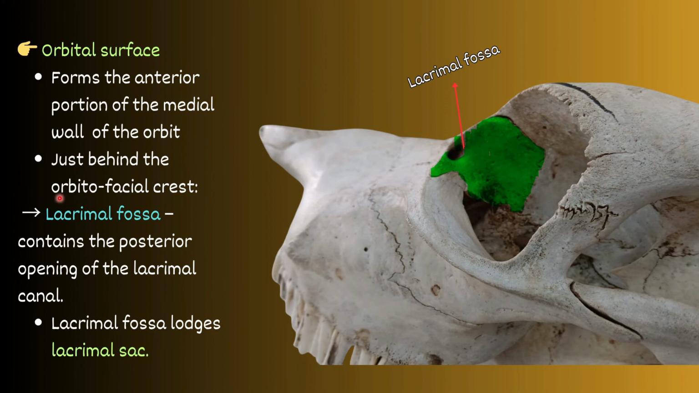Just behind the orbitofacial crest you will find the lacrimal fossa. So this is the orbitofacial crest, and here you will find a depression. The depression is called the lacrimal fossa, which contains the opening of the lacrimal canal. Here you will also find a sac-like structure, that is called the lacrimal sac.